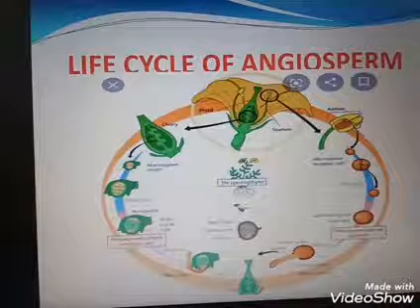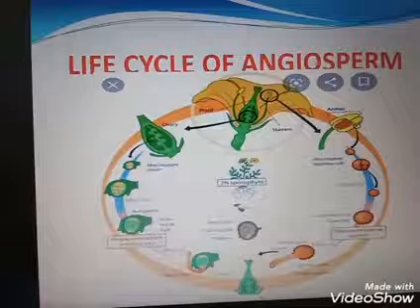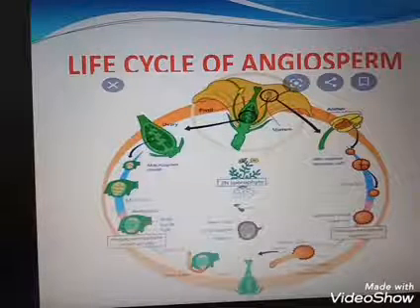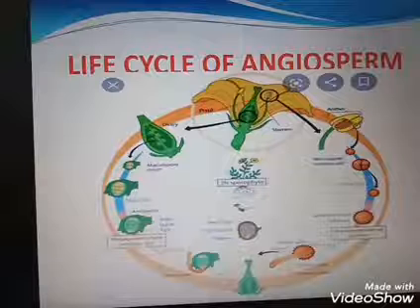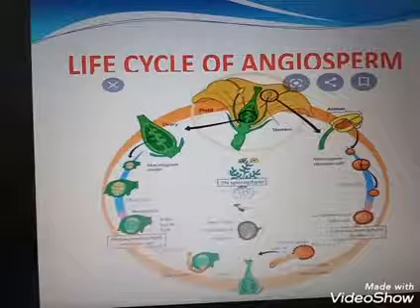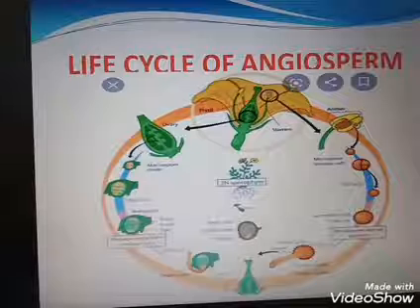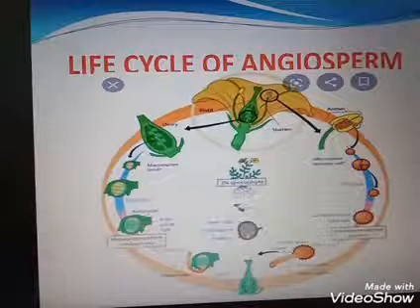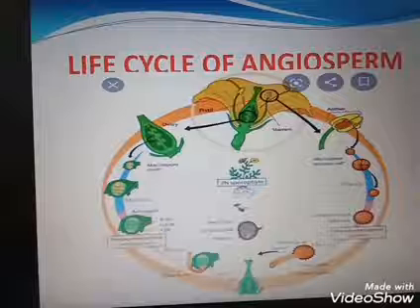The female sex organ is gynoecium. Gynoecium shows pistil, that means ovary, style and stigma are present. The ovary encloses ovules. Ovules consist of the female gametophyte. Female gametophyte means embryo sac. So this is about the female structure. Clear?